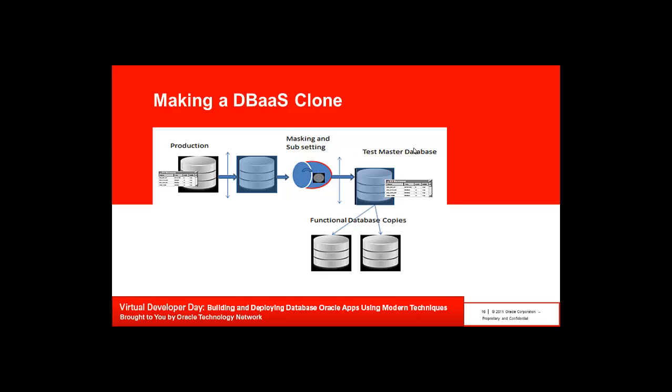You can also create a DBaaS clone. This is done by creating one from the production database. They create a copy. If there's any masking or subset of data that needs to be changed, you can do that. Then you have a test master database, which is then utilized to create functional database copies.